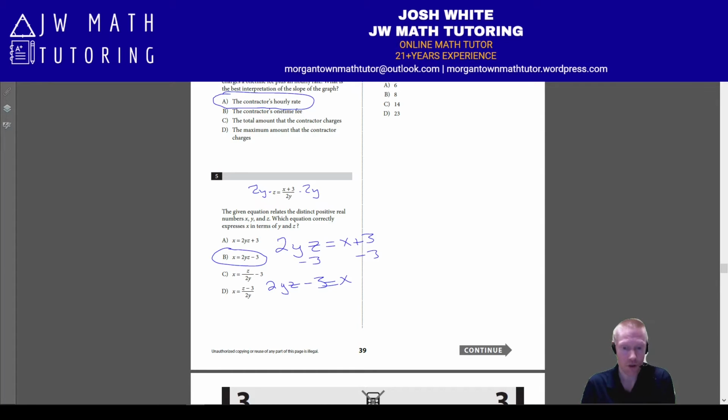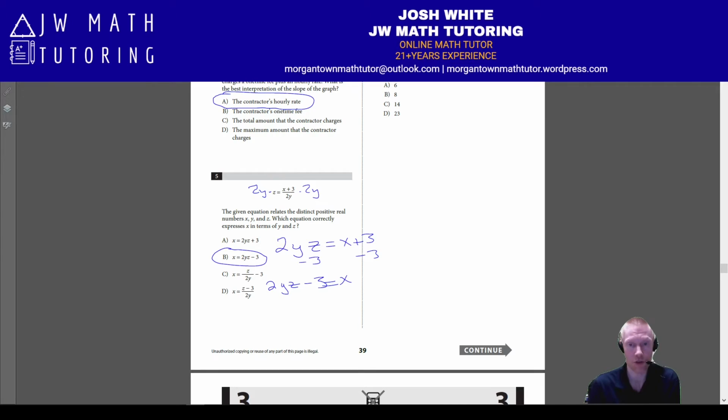Now, just to show you an alternate way that you could solve it, you could use the strategy of picking numbers here. What I mean by that is, pick a number for x, pick a number for y, plug them in, and then see, based on those, what z turns out to equal. Then, once you have x, y, and z, you go down through the answer choices, you plug them all in, and you see which one is correct.